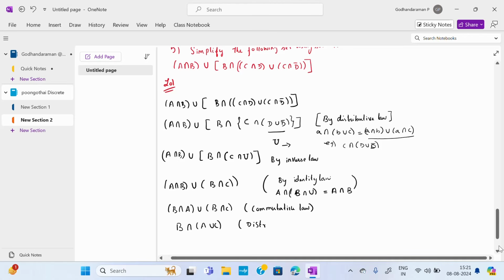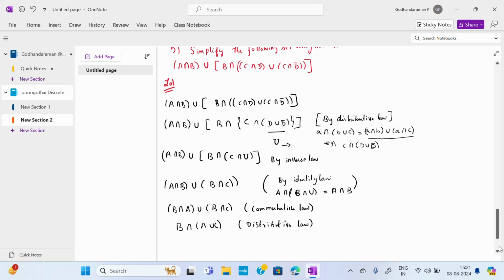More than this, I think we cannot simplify again. So we have to leave it. If we apply the distributive law again, it becomes very lengthy and goes on, so I have to stop. B intersection A union C is your final answer. This is the way we have to do it. Thank you.